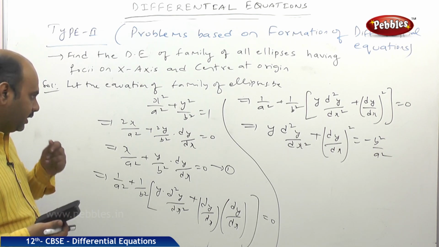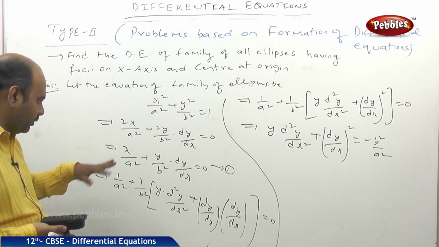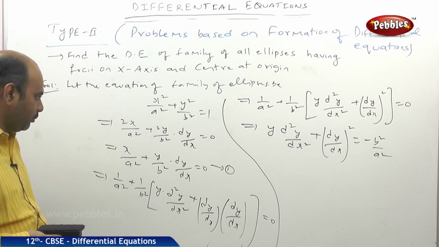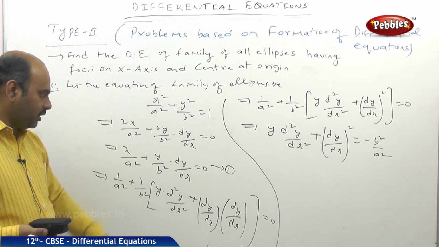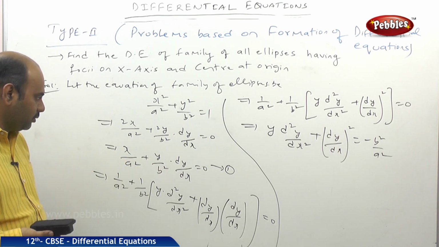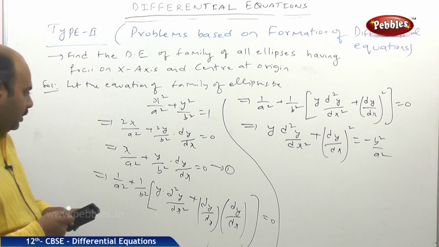So how can we make the modification? From here I think we can make modifications from equation 1. Why? Because y by b square into dy by dx is equal to minus x by a square.